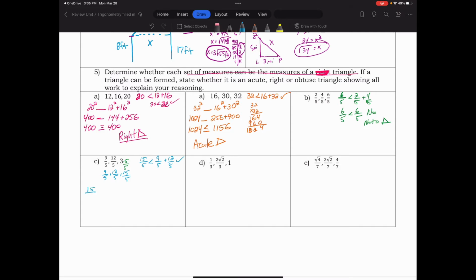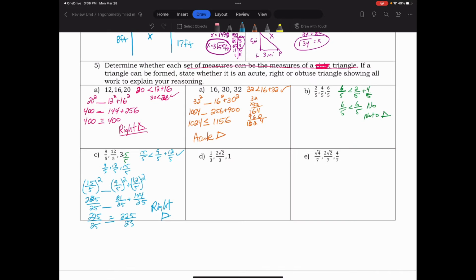So now I do my Pythagorean theorem. 15/5 squared is what to 9/5 squared plus 12/5 squared. So this is going to be 225 25ths, 81 25ths, 144 25ths. This is 225 25ths, and then this is 225 25ths. They are equal, so this is a right triangle.